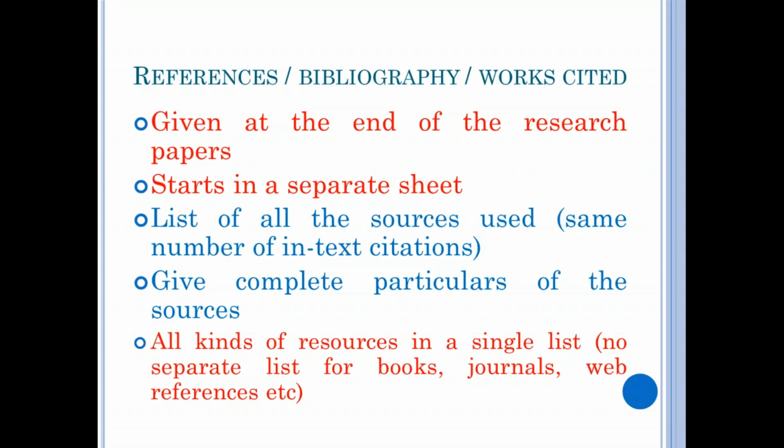So you have to see what is the style manual recommended by your university for your research works, or what is the style manual recommended by your journal, the journal in which you want to publish the paper. According to that particular style manual, you need to prepare your references and your in-text citations. So APA says it's references. Okay. Chicago says it is bibliography. MLA says it is work cited.